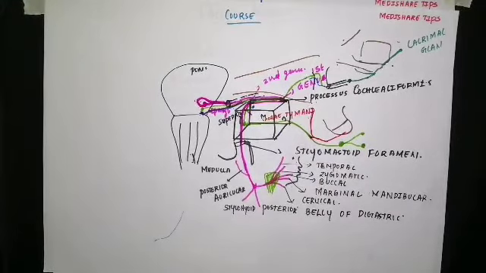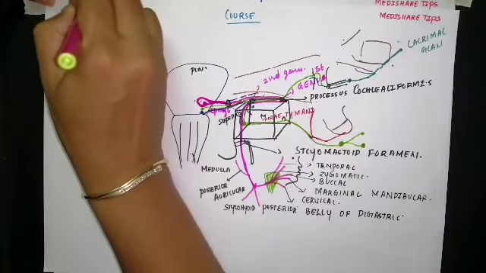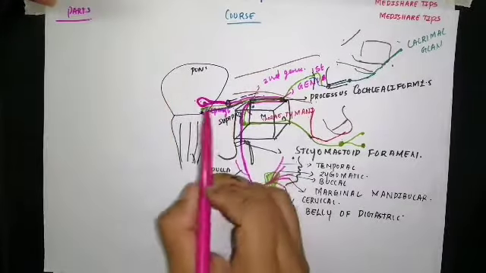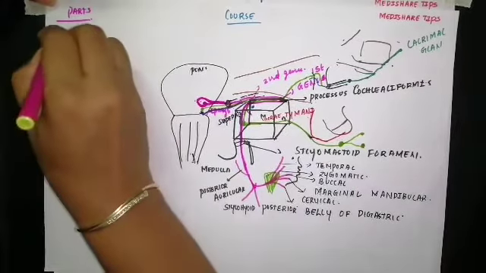So that's all about the sensations. Now we look at the parts of the facial nerve. Through the course of the facial nerve, we have seen that it consists of an intracranial part.